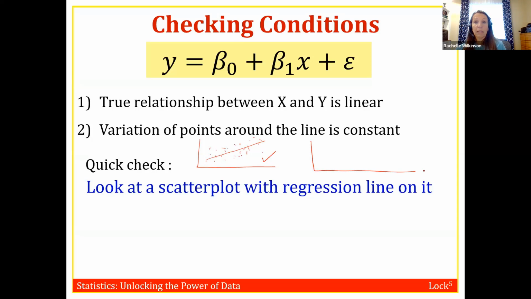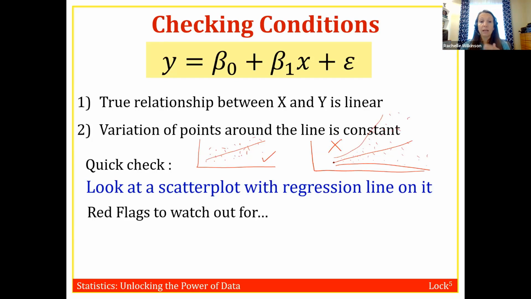When I'm talking about them being not constant, that means some points are really close to the line, and then as my X values get bigger, they start getting further and further away from the line. So you can see that the variation around the line is not constant in this second one. It's bad. So that's what we're looking for. And then another thing to be aware of that goes along with both of these is outliers.